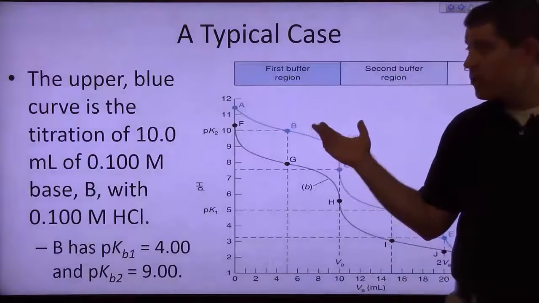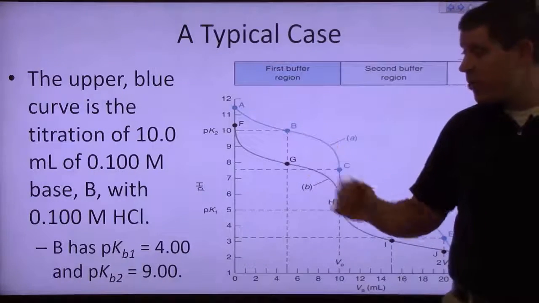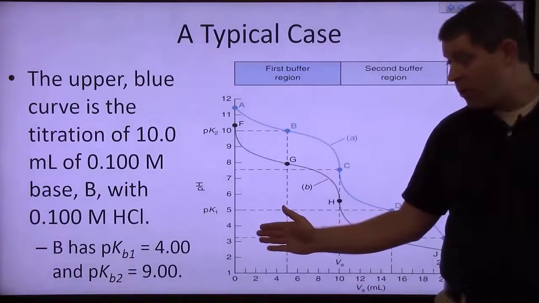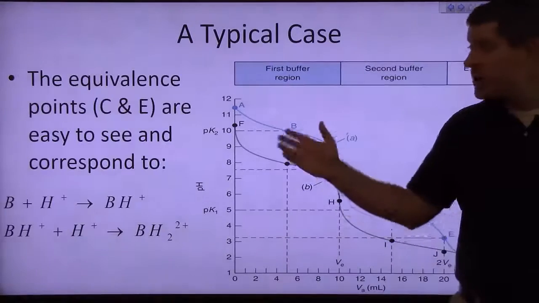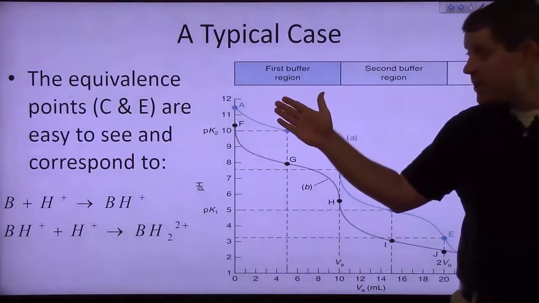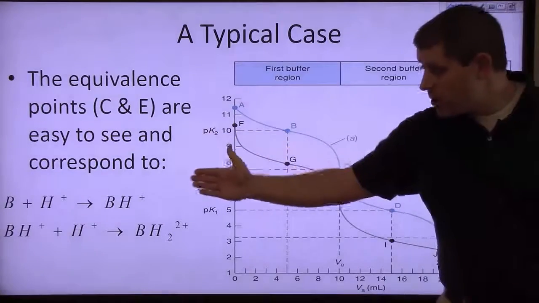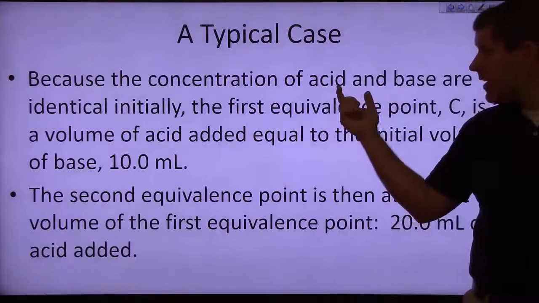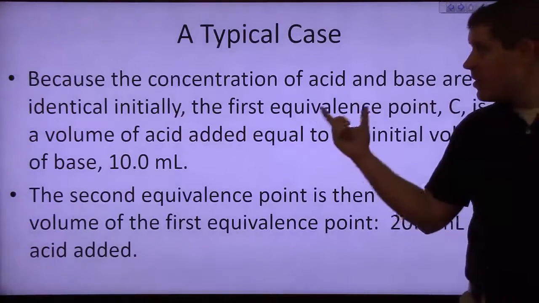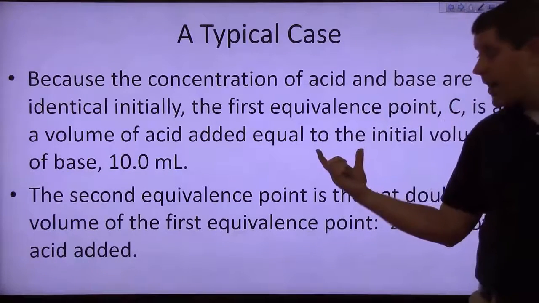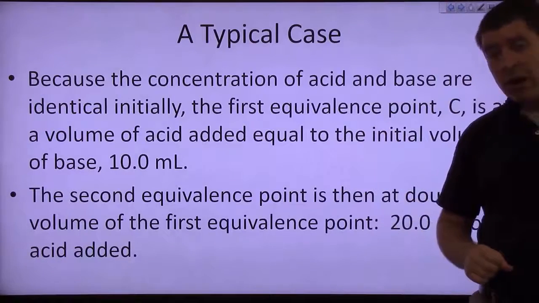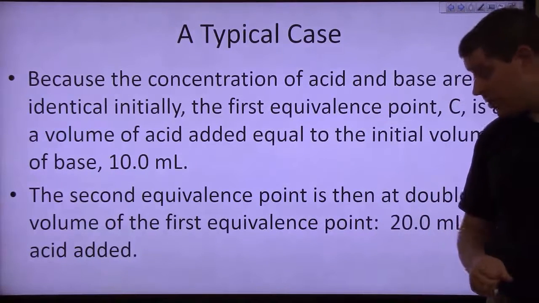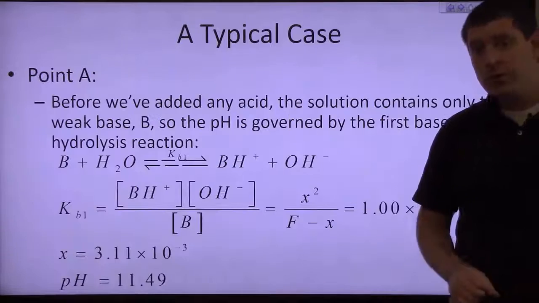So in this case, the upper blue curve is the titration of 10 milliliters of 0.1 molar base B with 0.1 molar hydrochloric acid. And B has a pKb1 of 4.0 and a pKb2 of 9.0. And in this case, the equivalence points, which we've already talked about, are C and E, are easy to see, and those correspond to the first protonation and the second protonation of our base. Now, because the concentration of our acid and our base are identical initially, the first equivalence point, C, is at a volume of acid added equal to the initial volume of our base, which was 10.0 milliliters. Now, the second equivalence point is then at double the volume of our first equivalence point, which is then 20.0 milliliters of acid added.